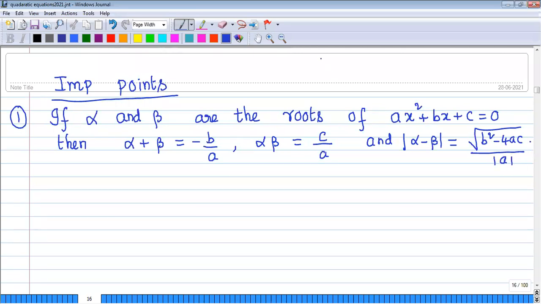So these are... Show the previous page, sir. This is the first page today. Okay, sir.